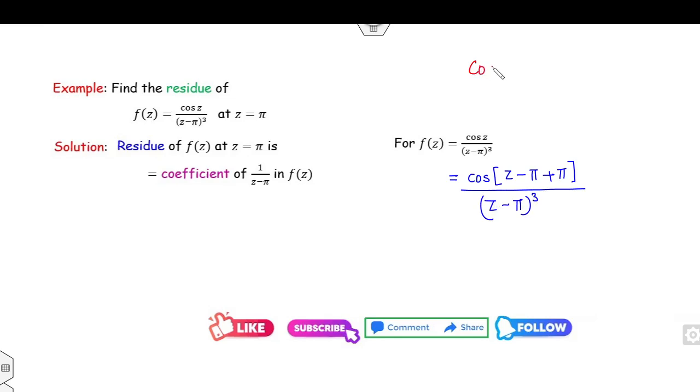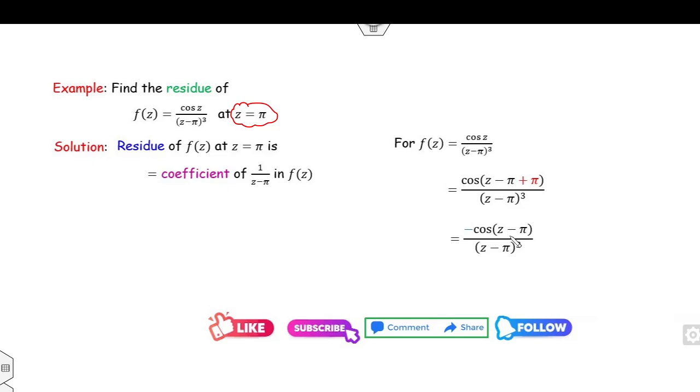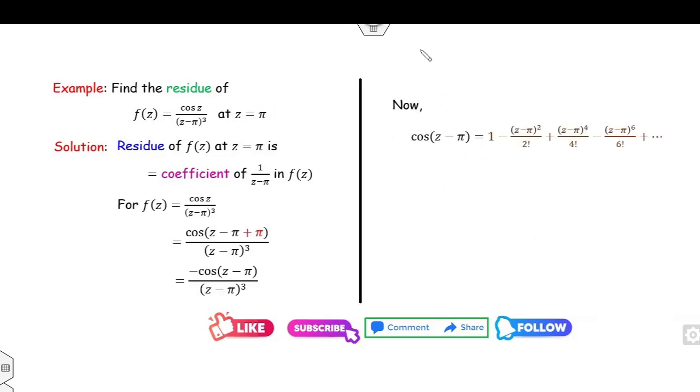Now you can see in the numerator, what is the value of cos of pi plus theta? It's minus cos of theta. So I can write it as minus cos of z minus pi divided by z minus pi cube. Now you can see all the expressions are written in terms of z minus pi. Now you can expand the series of cos x. What is the cos series? 1 minus x square over 2 factorial, x4 over 4 factorial, and so on. In this case, x is my z minus pi.